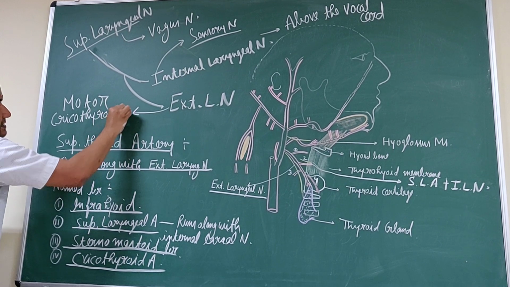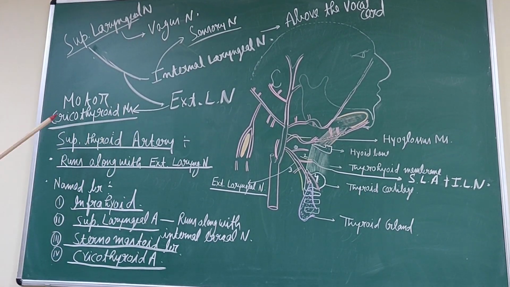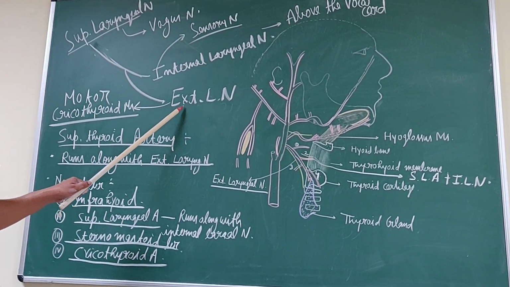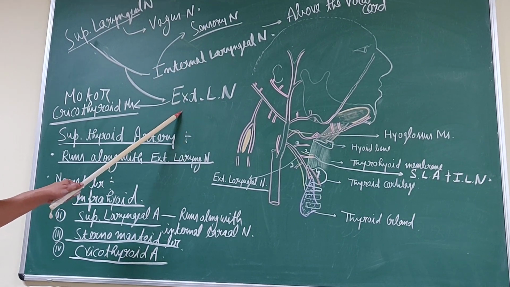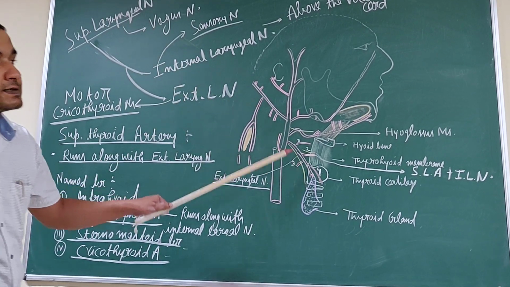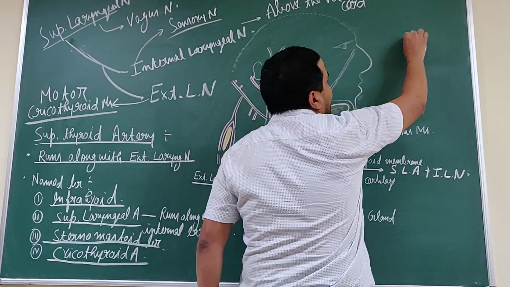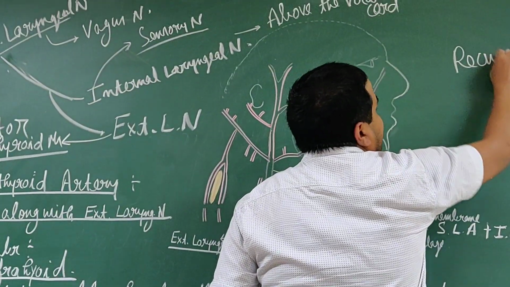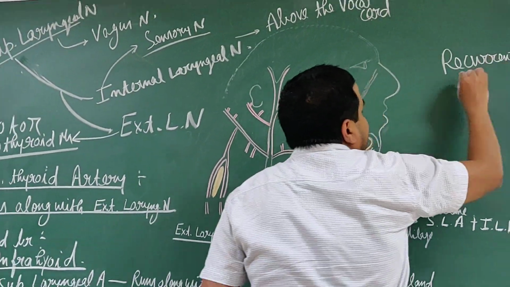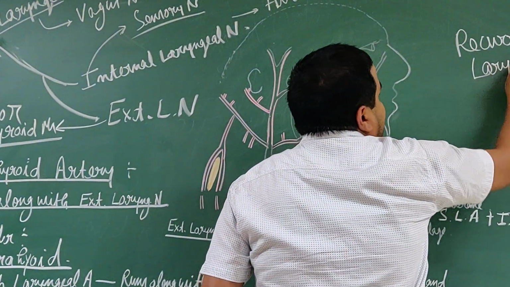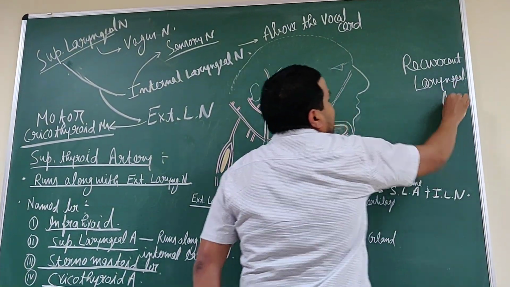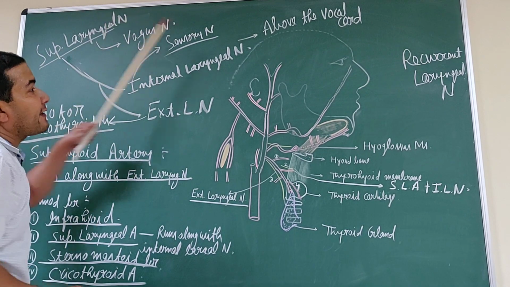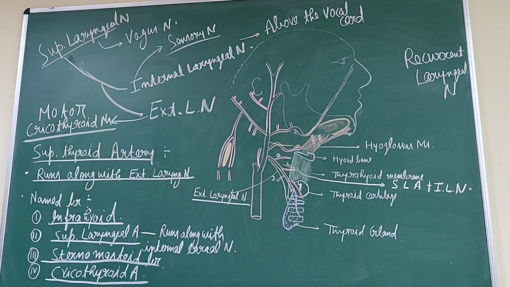Cricothyroid muscle is the muscle of the larynx supplied only by this external laryngeal nerve. The rest of the muscles of the larynx are supplied by the recurrent laryngeal nerve. The recurrent laryngeal nerve is also a branch of the vagus nerve.